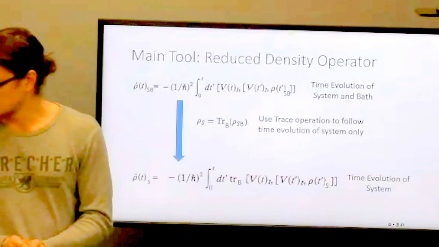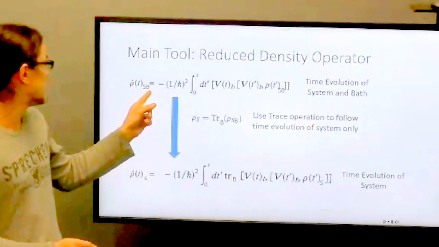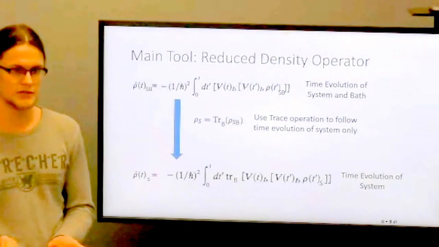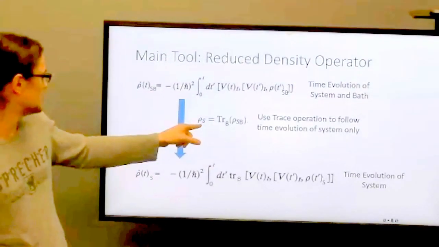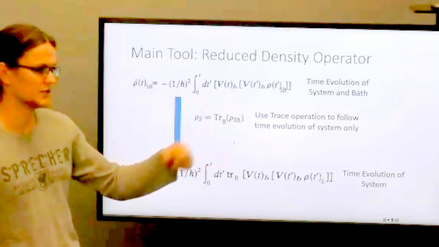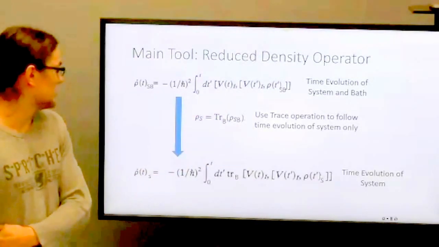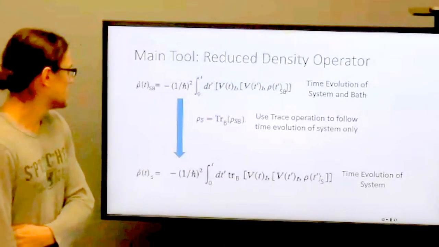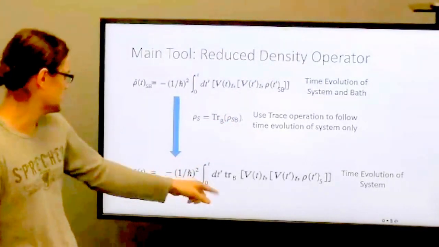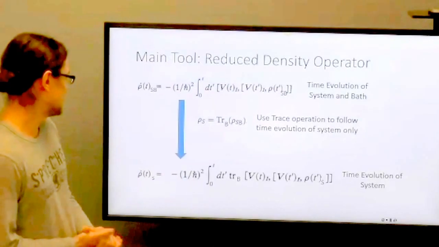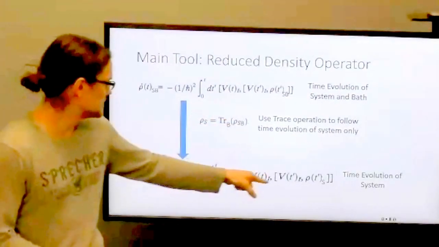So we start with describing the time evolution of the system and the bath, but we only really care about the system, so we only care about how the bath acts onto the system. To describe just the system part, we take the trace, which is basically just turning all the elements from the bath into numbers. Then we use a trace operation, so we describe only the time evolution of the system. Basically the trace operation just goes on the inside of the integral.